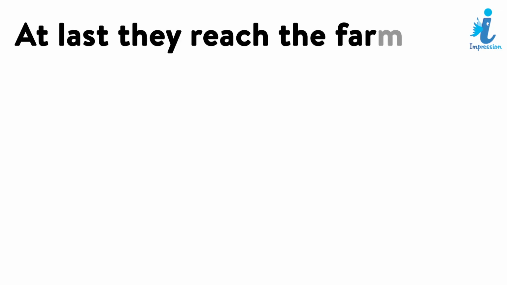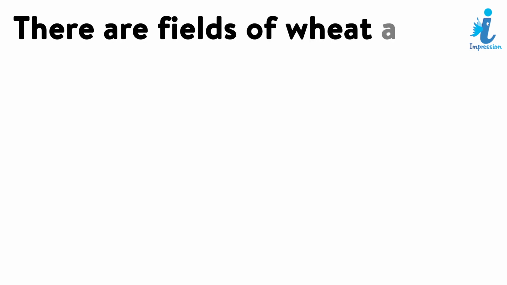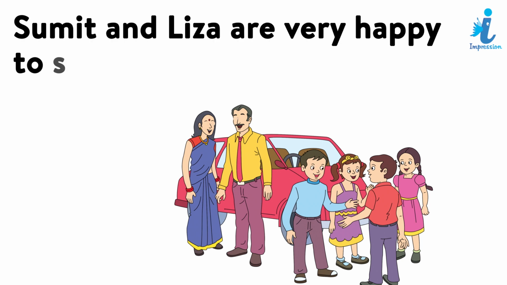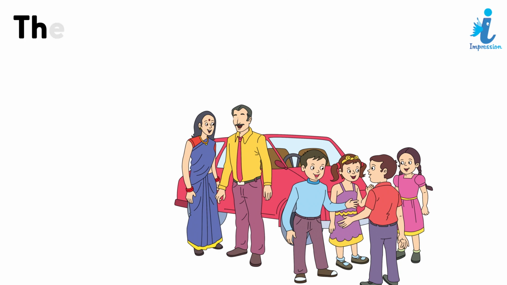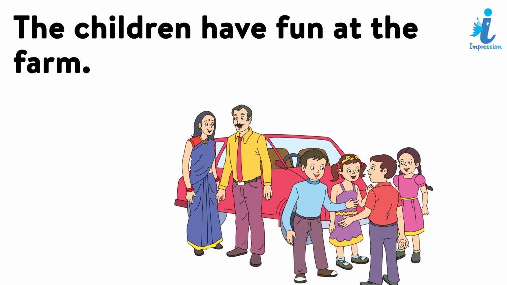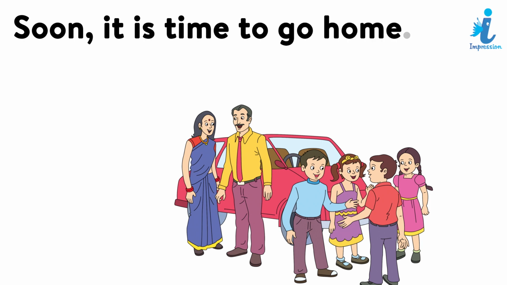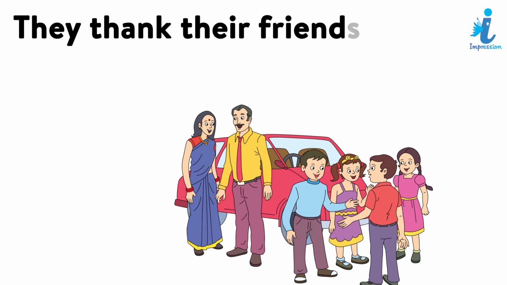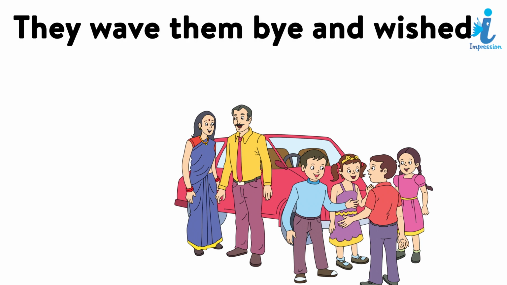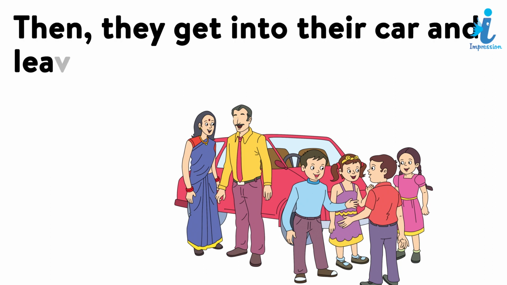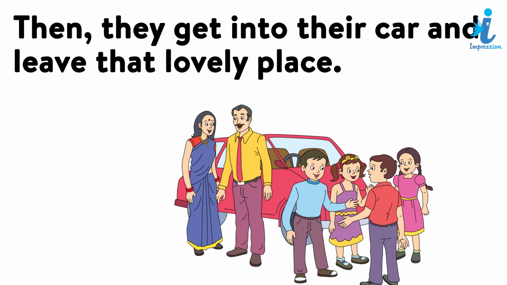At last, they reached the farm. There are fields of wheat and mustard all around. There are many trees also. Jay and Pooja are waiting for them. Sumit and Lisa are very happy to see their friends. The children have fun at the farm. They played and enjoyed. Soon, it is time to go home. They thanked their friends. They waved them bye and wished them to take care of themselves. Then they get into their car and leave that lovely place.